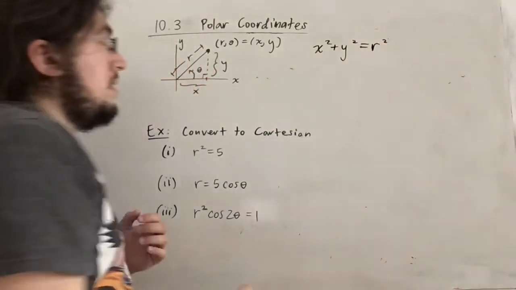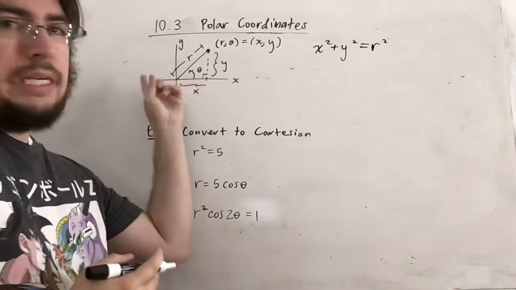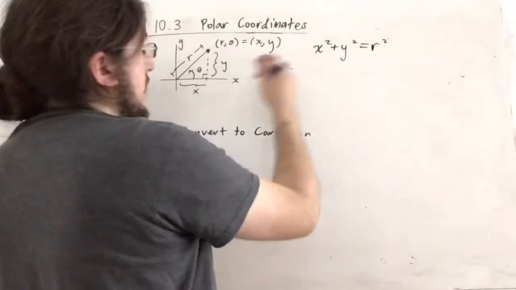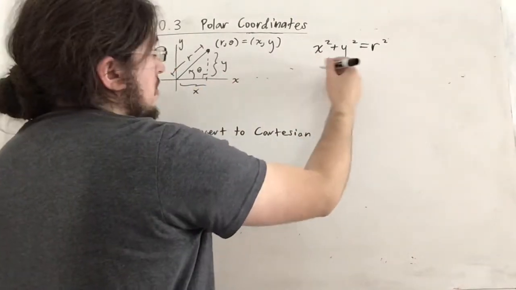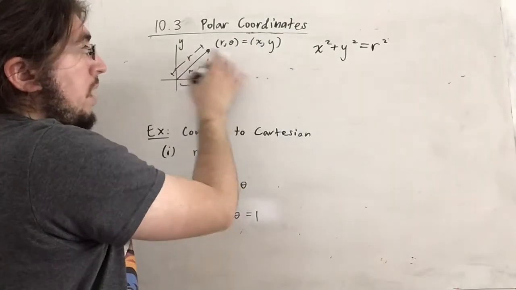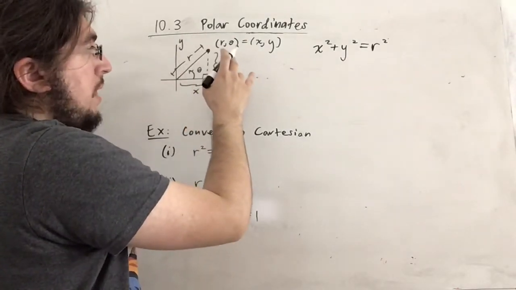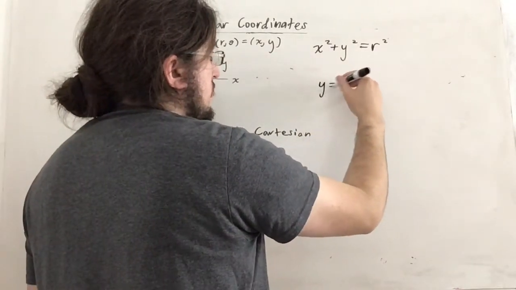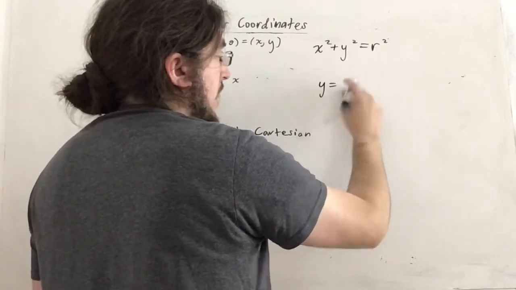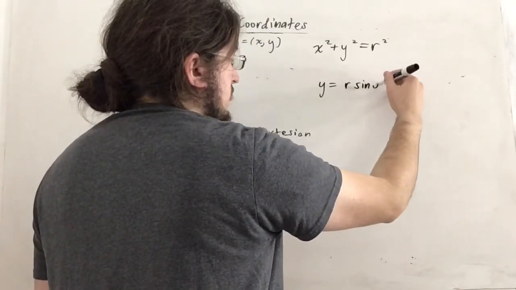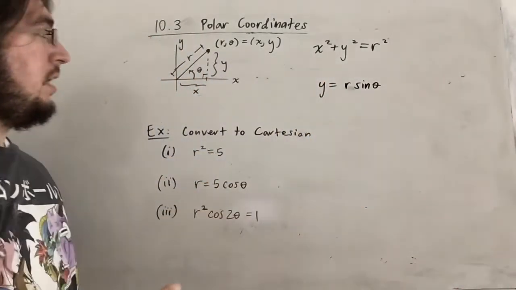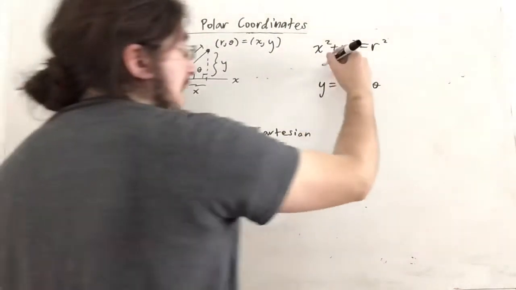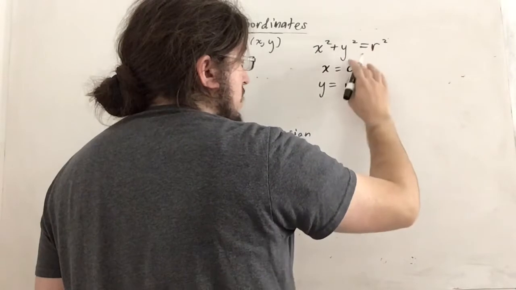All right? The next thing that you should probably notice is that, to get theta involved, you can use sine and cosine. Let's do sine first. If you take sine of theta, you'll get y over r. So multiplying by r, you will get y is equal to r times sine of theta. Similarly, if you were to take cosine of theta, that'll be x over r. Multiplying by r will give you x is equal to r times cosine of theta.